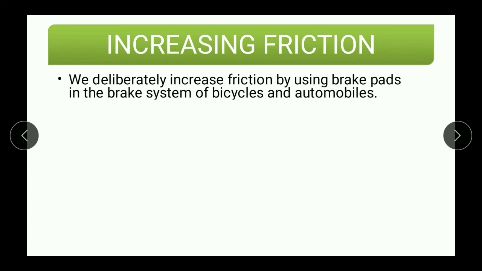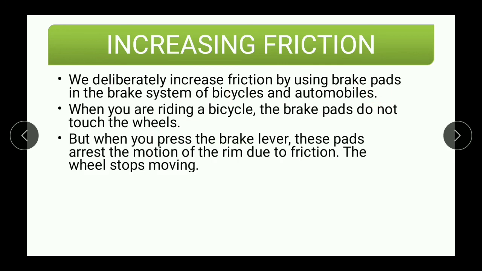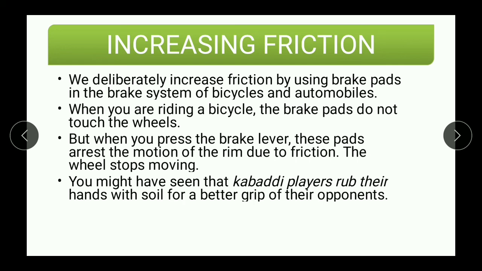Then we deliberately increase the friction by using brake pads in the brake system of bicycles and automobiles. When you are riding a bicycle, the brake pads do not touch the wheels, but when you press the brake lever, these pads arrest the motion of the rim due to friction. The wheel stops moving. This is how we can reduce the speed of the bicycles.